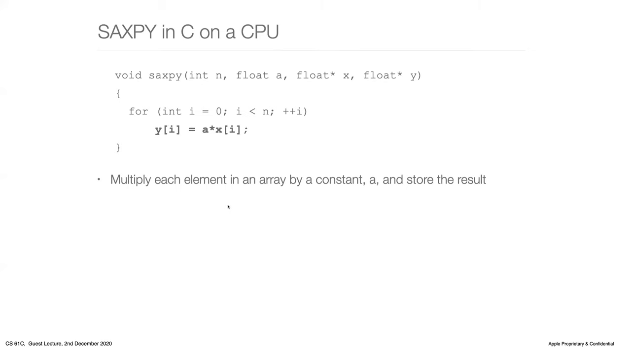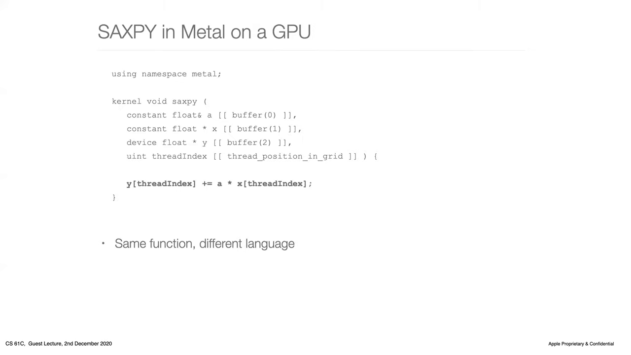We're going to do that in C on a single-threaded CPU, and a similar thing on a GPU in Metal. This code snippet is maybe less familiar to you than the C program, but it essentially does the same thing. I've got an array X and an output buffer Y, and I'm going to multiply by A. So it's the same function, just a different language.